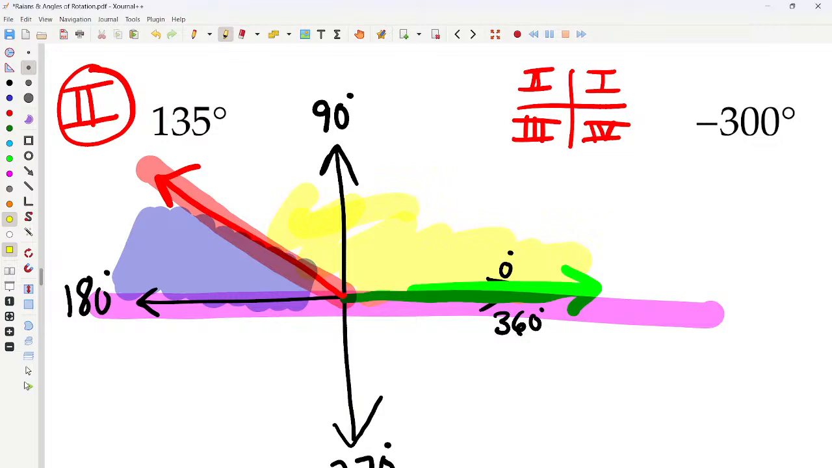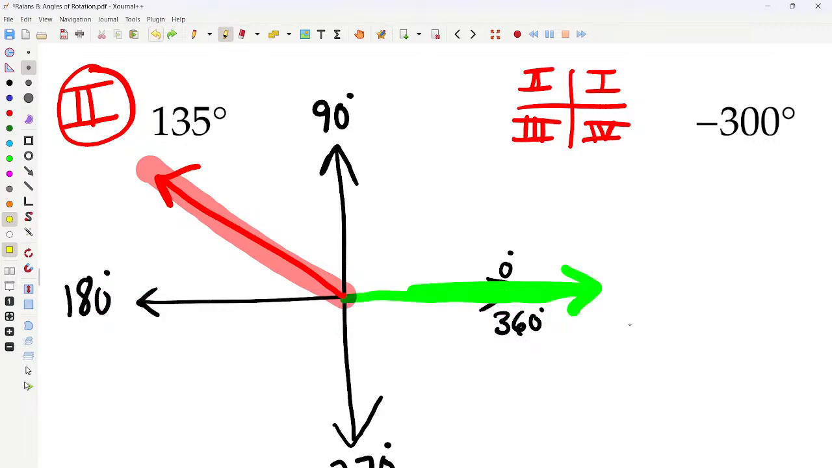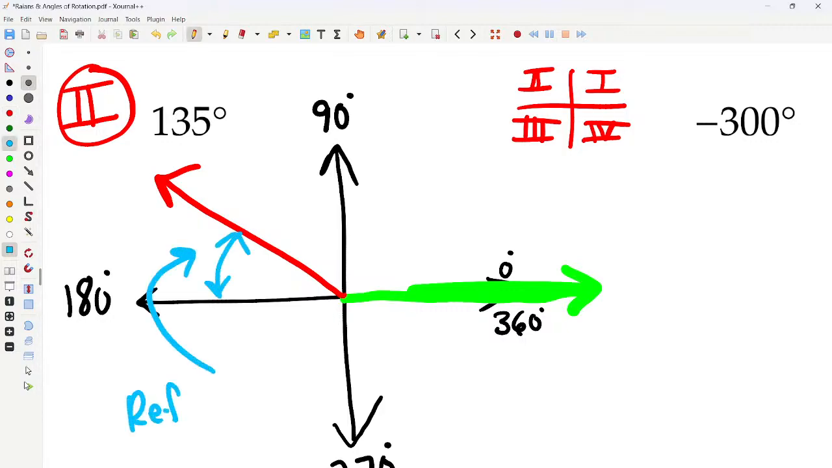Acute means more than 0, but less than 90. Where's the acute angle? Blue or yellow? You got to know it. You don't have to go crazy, you just have to know. This is 90, letter L. So if you go more than L, that's not acute. It has to be like a small one. This is the reference angle.